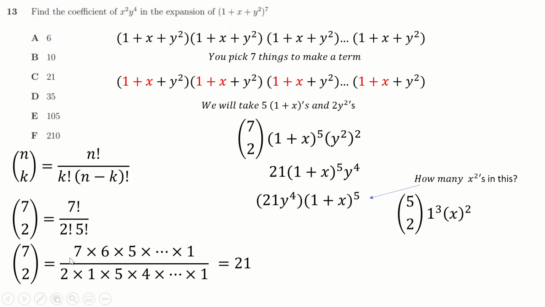Now 5 choose 2 is going to be 5 factorial over 2 factorial, 3 factorial. Of course, the second half of the 5 factorial cancels with the 3 factorial, and you're just going to get 5 times 4 divided by 2 times 1, which is 20 divided by 2, which is 10. Just verify that on your own if you want to, but I know I'm going to get a 10x squared out of this, which of course times by this to make a coefficient overall of 210 x squared y to the 4. That's going to be my answer.